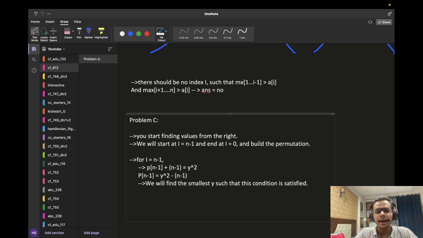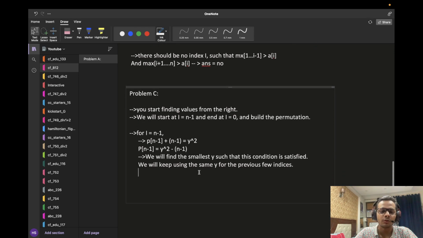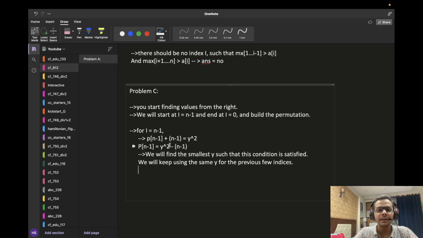Okay, and then what we'll do is we will keep using the same y for the previous few indices. Let's see how that's going to work out for us. So we'll find the smallest y such that p of n minus 1 is equal to y square minus n minus 1. That means we'll find the smallest y. So this should be changed.